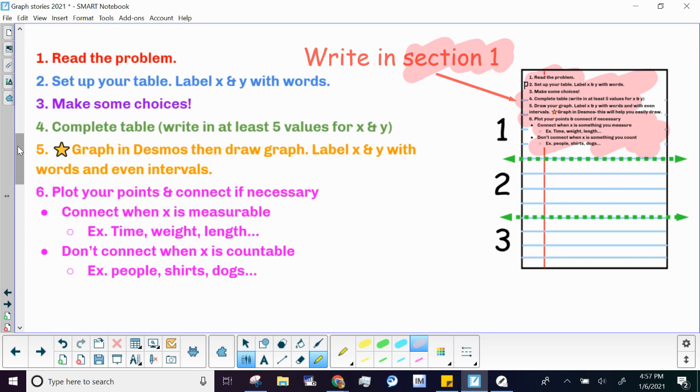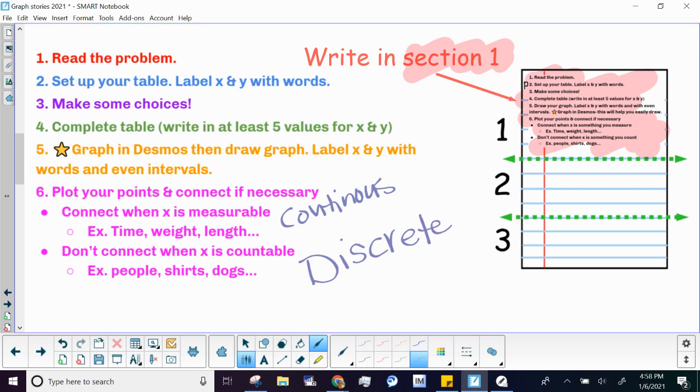There are 2 things that can happen. We connect when the x is measurable, so when we're talking about time, weight, length, when we can have a partial amount of something. So I could have a part of a year or a part of a week. This is called a continuous graph, so we're going to connect for those kinds of problems. And we're not going to connect when the X is countable, things like people or shirts or dogs. Normally these are nouns. When I'm talking about the bridge problem, I was talking about workers. So I can't have 2.5 workers. That doesn't make sense, okay? So that's when we don't want to connect. That's when it's a discrete graph.